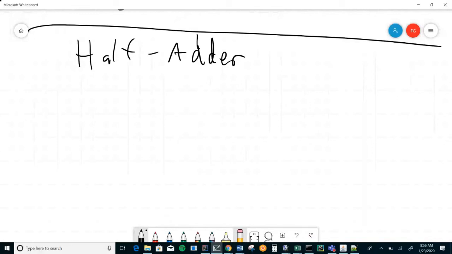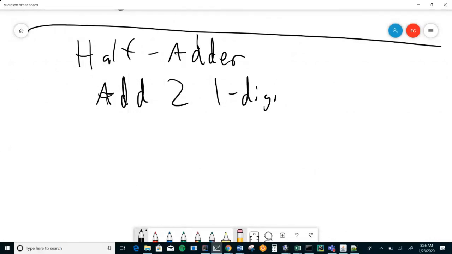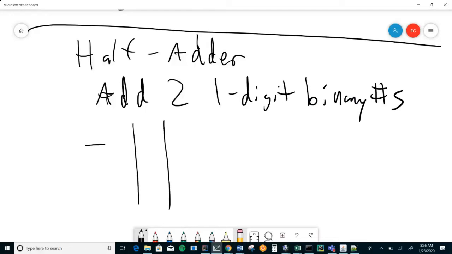the goal of a half adder is to add two one-digit binary numbers. So the half adder, its addends are only 1 bit wide. That means it's reasonably meaningful to imagine the truth table. So let's imagine what this truth table is going to look like.